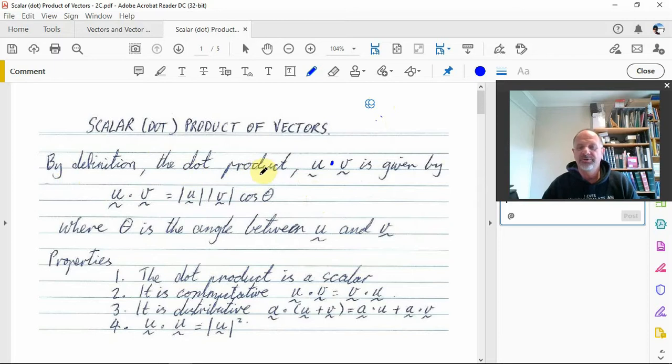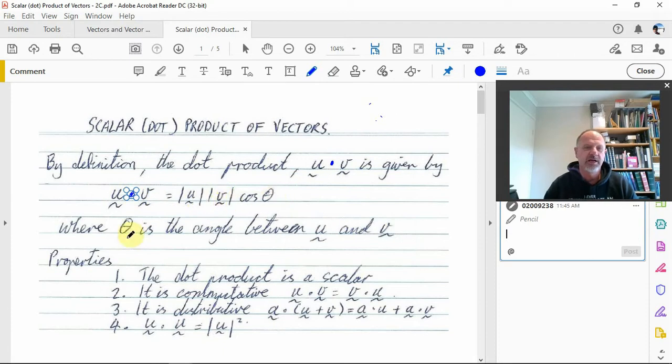By definition, the dot product or the scalar product, u dot v, is given by the magnitude of u times the magnitude of v times cos of theta, and theta is the angle between those two vectors. All right, so some properties.